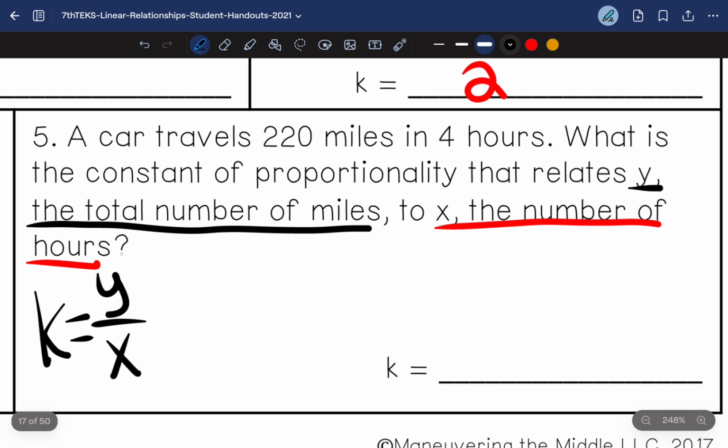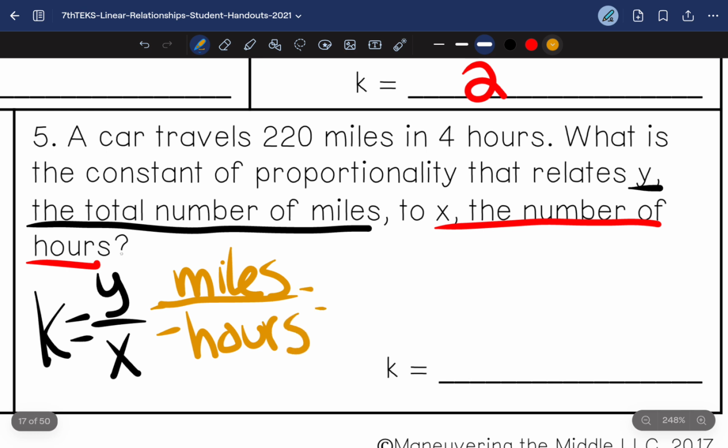So then I'm going to go back, and if you notice, I underlined them in different colors, and it's because it says y is the total number of miles. So I'm going to put miles on top, and then x is the number of hours, so it's miles over hours.